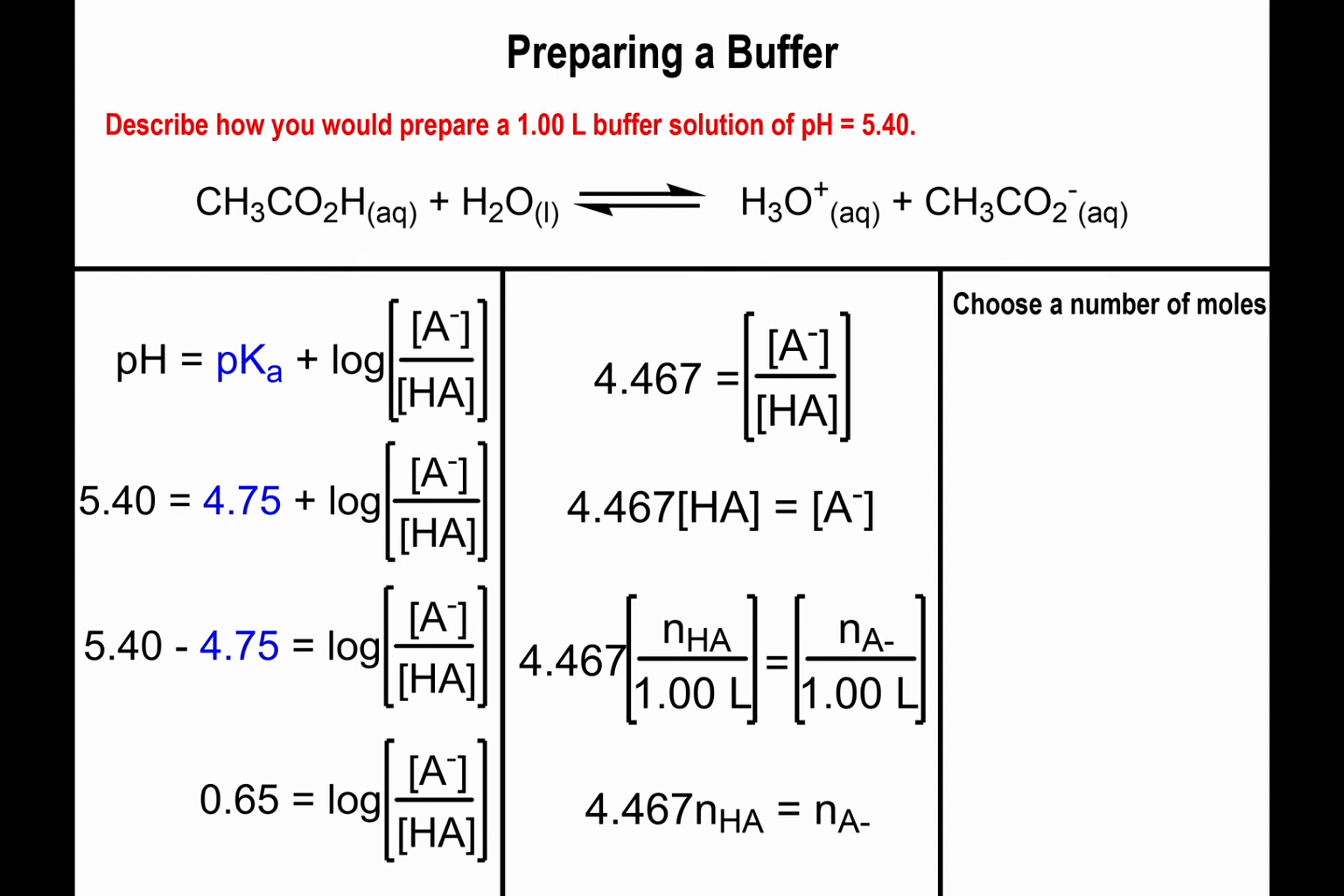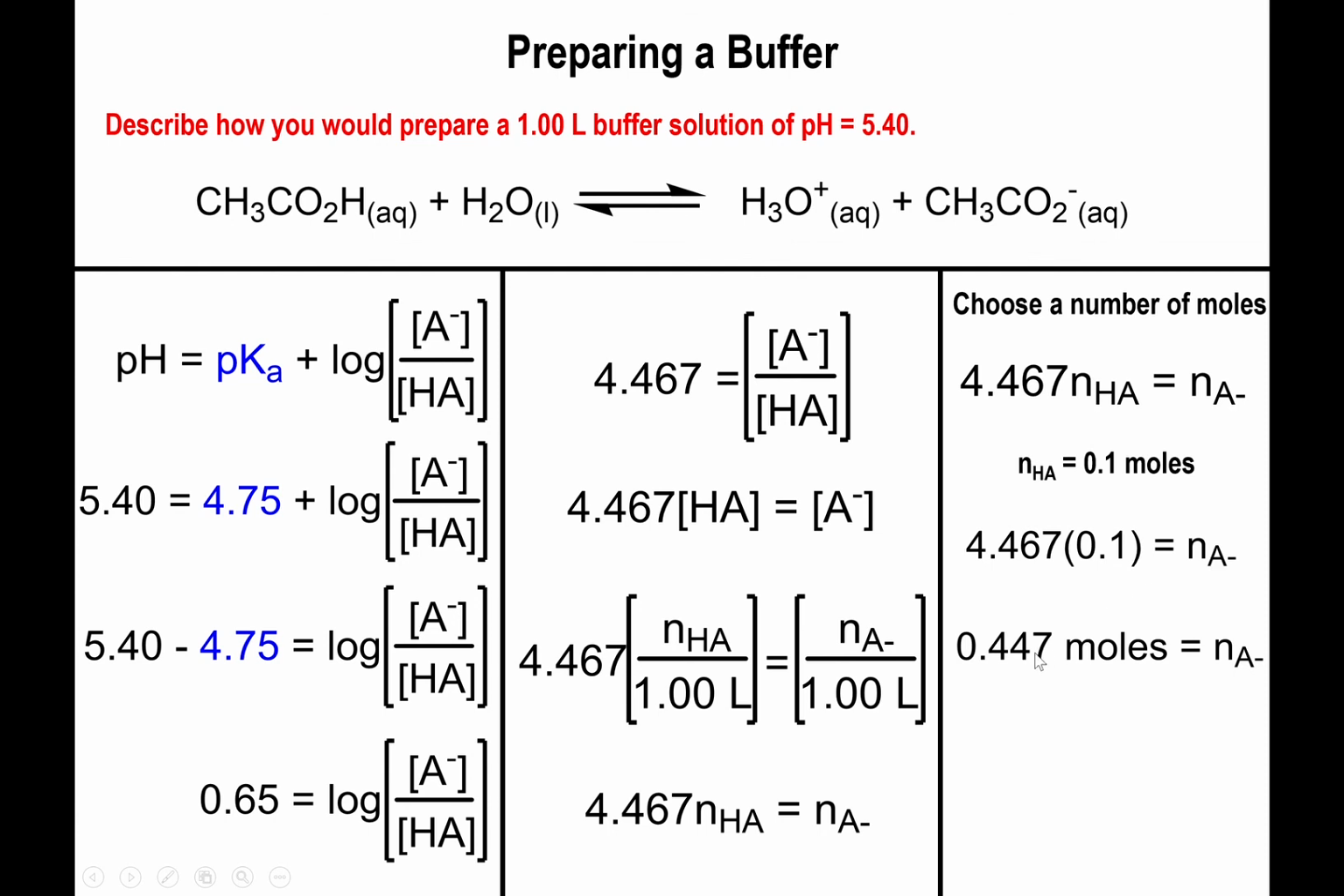All right, now here you don't actually know exactly what's going to work out, so you're going to have to guess some numbers, and I would recommend that you stick to simple numbers like 1 or 0.1 or even 10. So if you select 0.1 for HA, you will automatically make the moles of A minus 0.447. Now, if you were to pick 1 for HA, then you will end up with a concentration ultimately of 4.47, which is already kind of high.